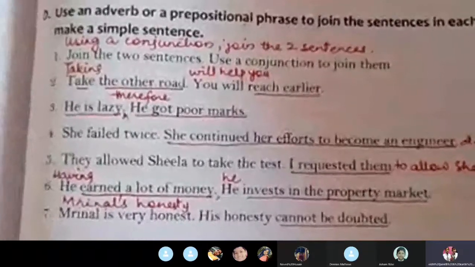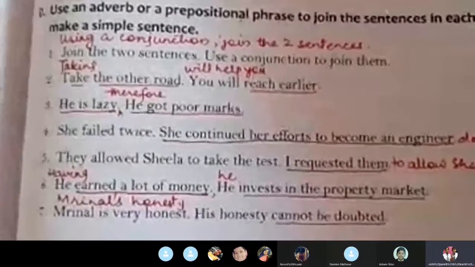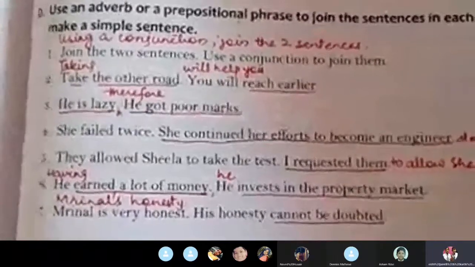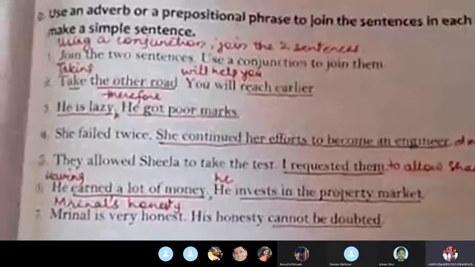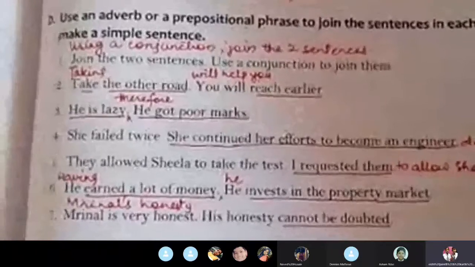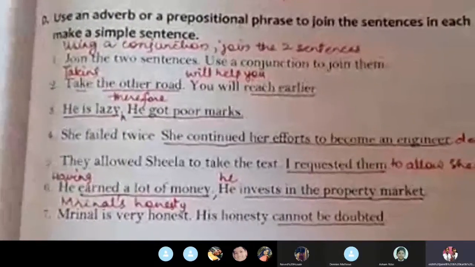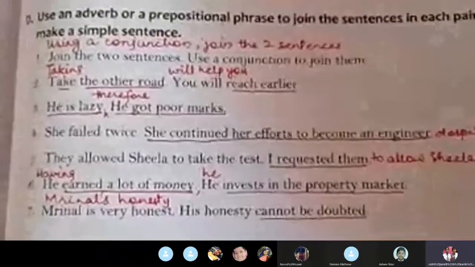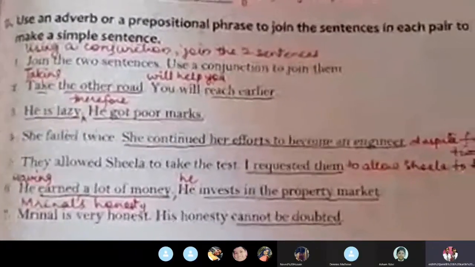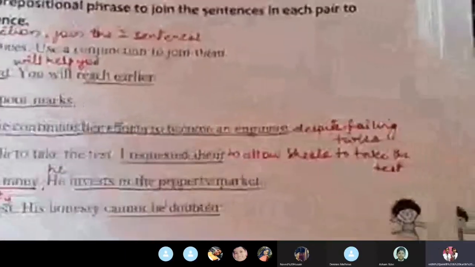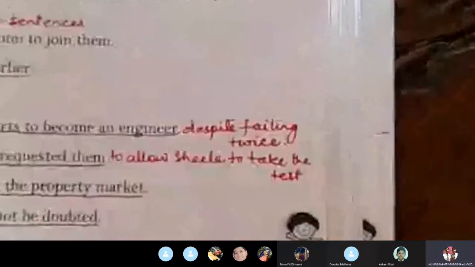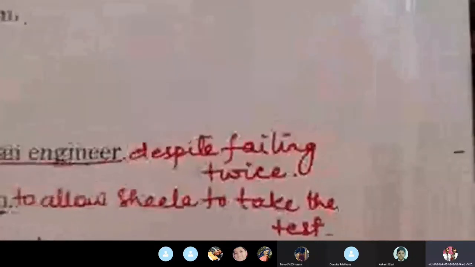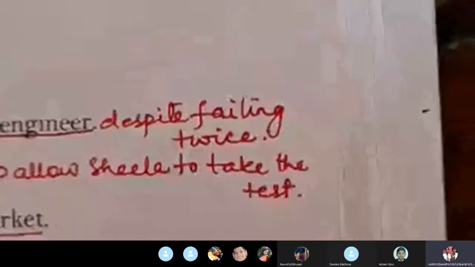Number 3: He is lazy, he got poor marks. Answer: He is lazy, therefore he got poor marks. Number 4: She failed twice. She continued her efforts to become an engineer. Answer: She continued her efforts to become an engineer despite failing twice. Despite, D-E-S-P-I-T-E, despite failing twice.